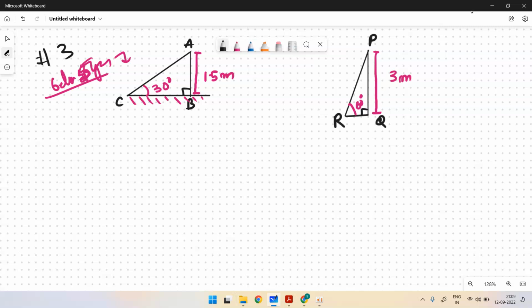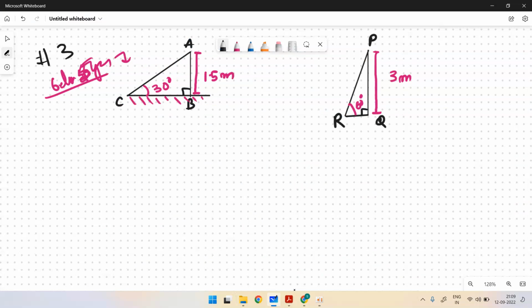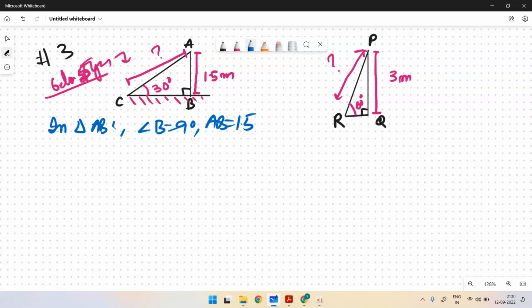She has installed 2 slides, so she wanted to know the length of the slide in each case. You need to find the length of the slide. So how will you find the length of the slide? First of all, in triangle ABC, you can see that angle B is equal to 90 degrees, and AB, the height of the slide, is given as 1.5 meters.